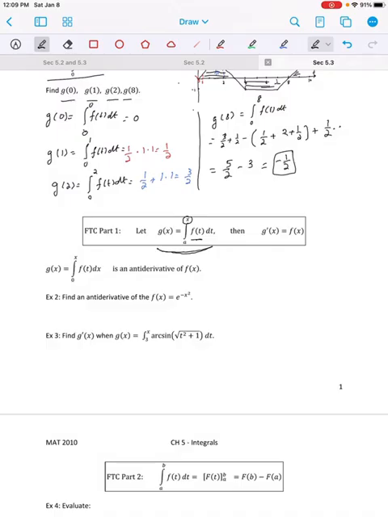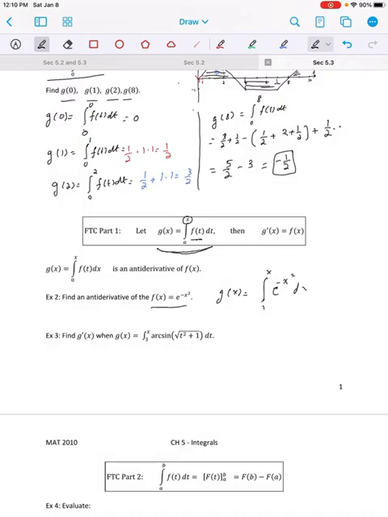So if we are now asked to find the antiderivative of the function f of x is equal to e to the minus x square, well, we don't know the antiderivative directly, but we can define it by using the definition of the integral. So we can say this is equal to the integral from a to x. We can actually start anywhere, from 1 to x of e to the minus x square dx, so this is one of the antiderivatives.